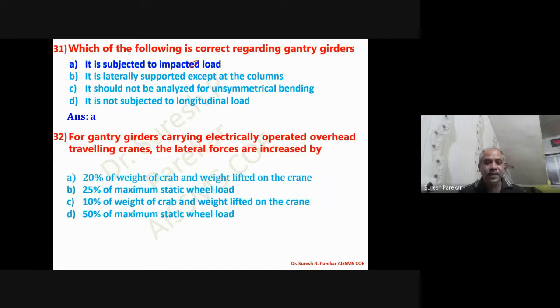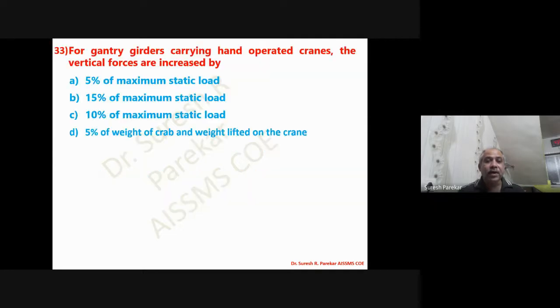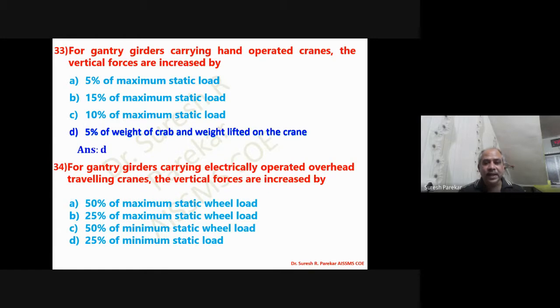it is subjected to longitudinal load also. For gantry girders carrying electrically operated overhead traveling cranes, the lateral forces are 10%. If hand operated, we have 5% in that case. For gantry girders carrying hand operated cranes, the vertical forces are increased by 5% of weight of crab and weight lifted on the crane. For gantry girders carrying electrically operated overhead traveling cranes, the vertical forces are increased by 25% of maximum static wheel load.